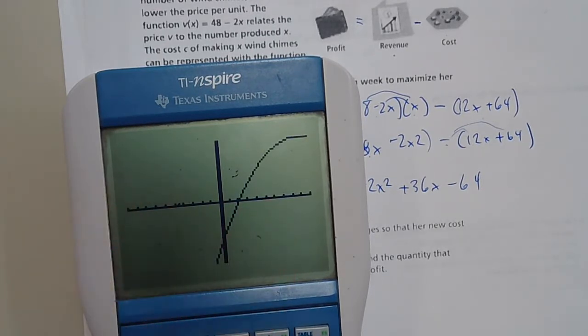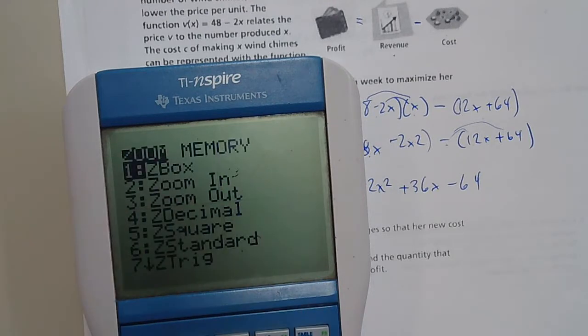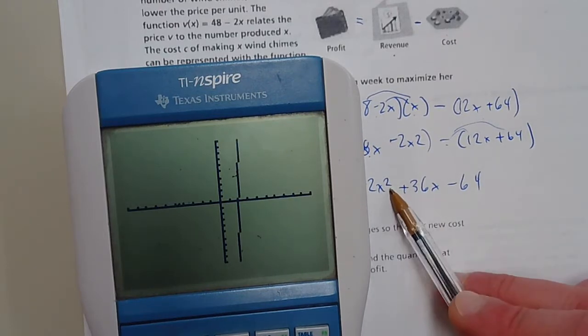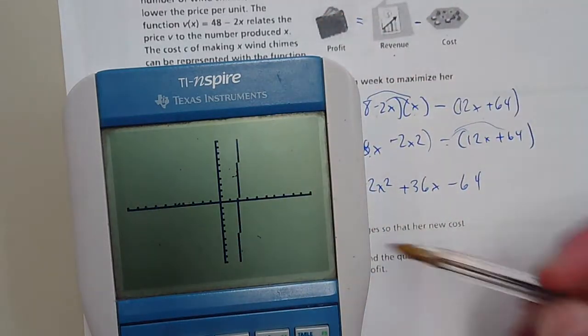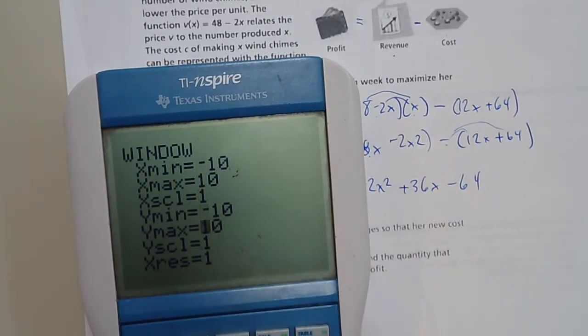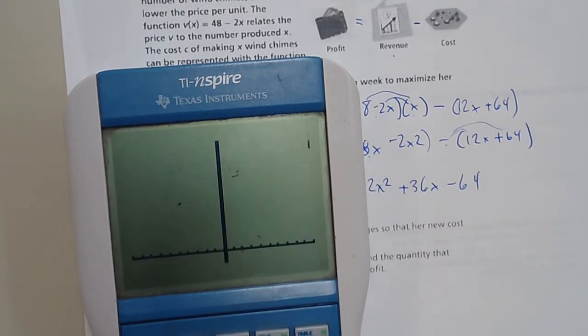I have my window already set kind of weird because I think I did a different problem, but let's just start from standard. On standard zoom, it's probably going to look like a straight line. Now we do know this is going to be a quadratic, meaning it's going to go up and come down. So we definitely need to go up higher. I'm going to go ahead and make my Y max like 100. I'm just going to see how that looks if I make it go a lot higher.